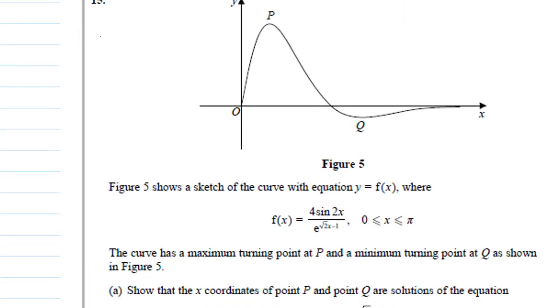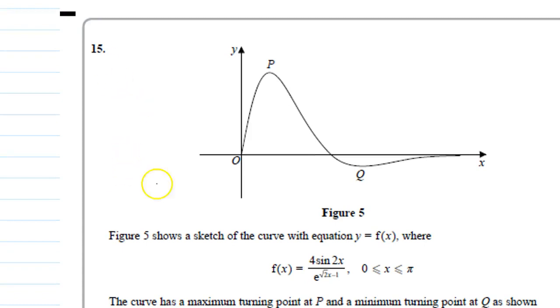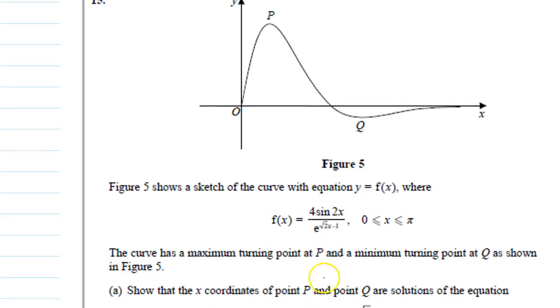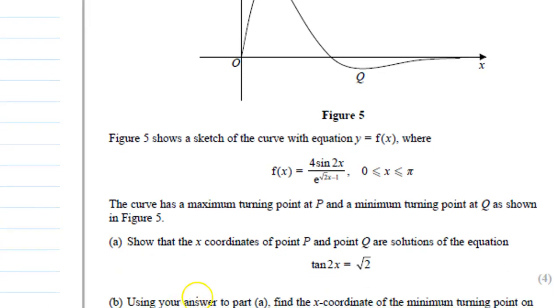So here it is. Question 15 is: this is a sketch of the curve with y equal to f(x), and f(x) is 4 sin 2x over e to the power root 2x minus 1. The curve has a maximum turning point at P and a minimum turning point at Q as shown. Show that the x coordinates of points P and Q are the solutions given by this. So what we need to do is show that the solution of the equation is tan 2x equal to root 2.